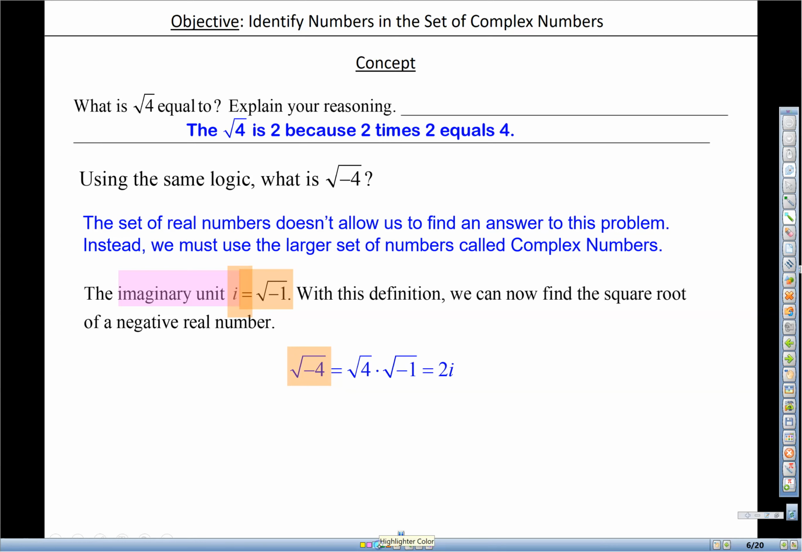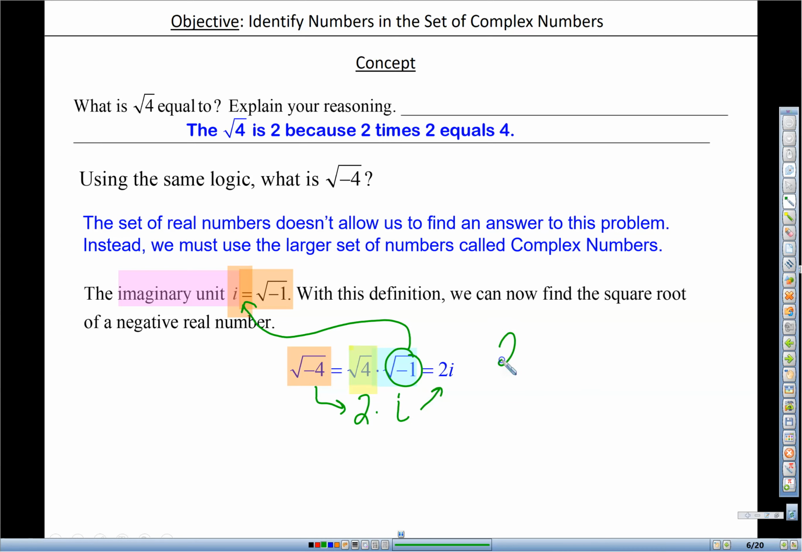You might recall from prior learning that we can rewrite square roots as products of two other square roots. Here we're looking at the square root of 4 times the square root of -1. The square root of 4 we can simplify to the whole number 2, and the square root of -1 is what we call our imaginary unit, equivalent to the symbol i. That makes the square root of -4 equal to 2i.